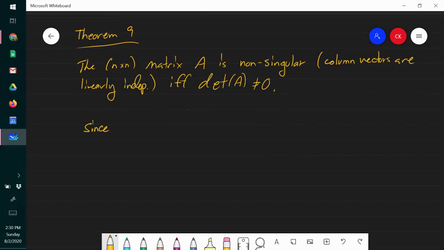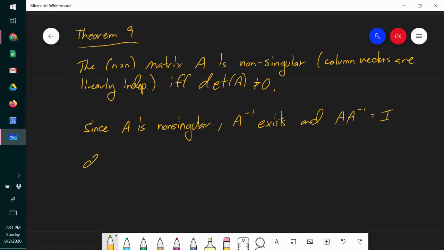We'll start out with the assumption that A is in fact non-singular. So since A is non-singular, we know then that A inverse exists. And as a result of that, of course, A inverse times A would be equal to the identity matrix. We can then take the determinant of A times A inverse. And using properties of matrices, this becomes the determinant of A times the determinant of A inverse.